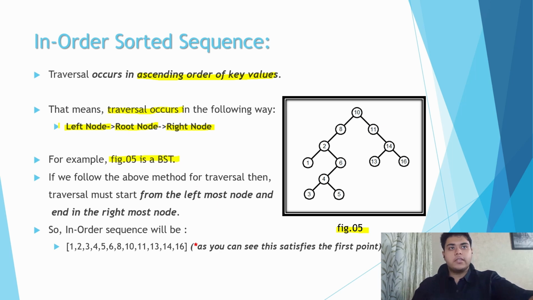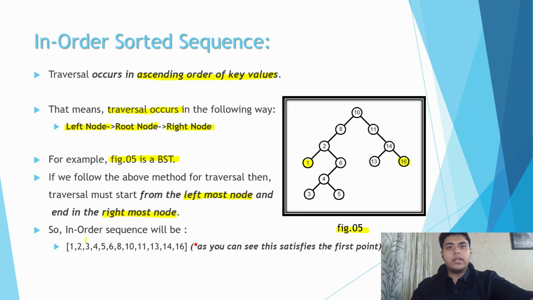Figure 5, as you can see, is a binary search tree. In the second point, we learned the traversal occurs from left, then root, then right. So it must start from the leftmost node and end at the rightmost node. If you see in the figure, it must start from 1 and end at 16.